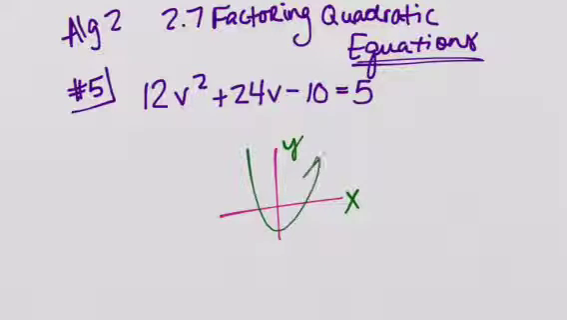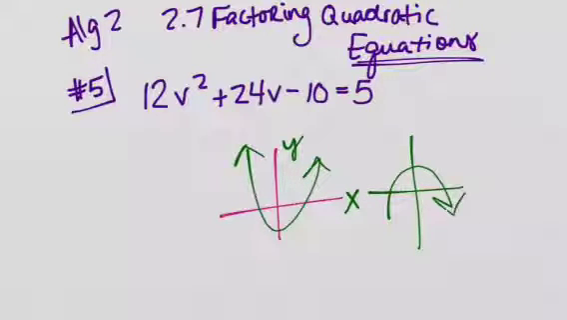In order for a parabola, one that opens up, we could also have one that opens down, to cross the x-axis, like here, the y value has to be 0 for us to be at that point on the graph. So that's why it has to be set equal to 0.